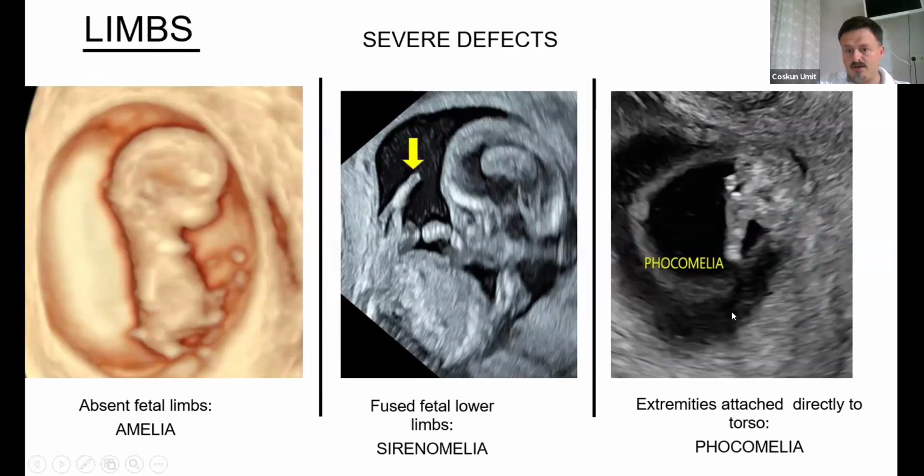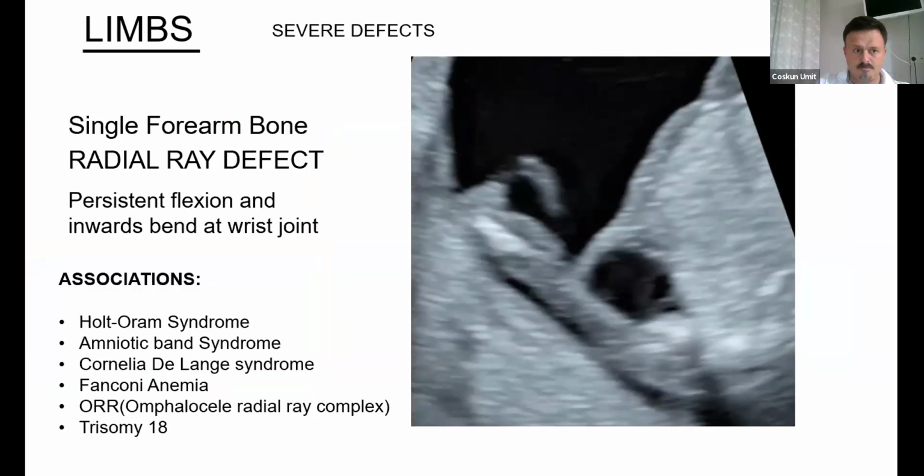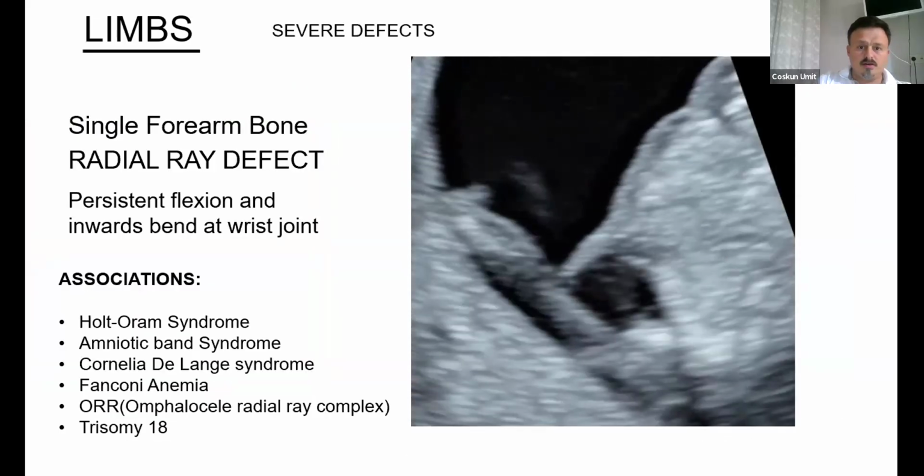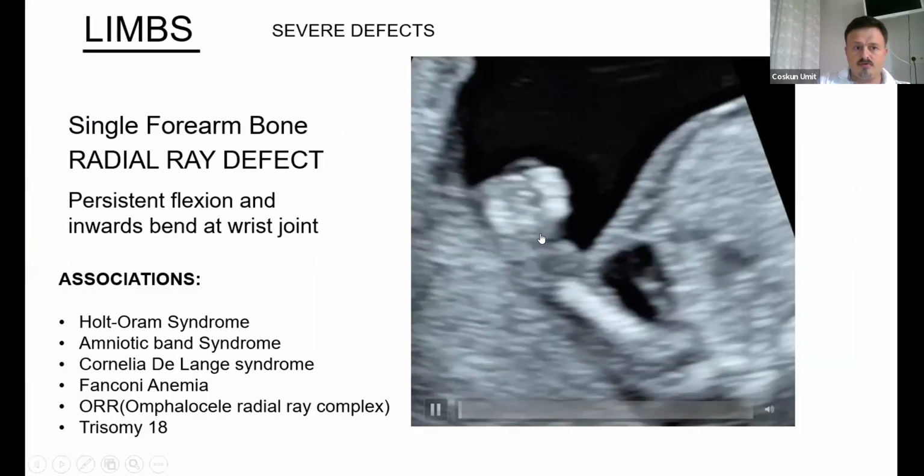And this is the Phocomelia, extremities attached directly to the torso. The transvaginal ultrasound is very important for catching and checking these defects. Then, of course, this is a radial ray defect. It's very important, especially in trisomy 18.